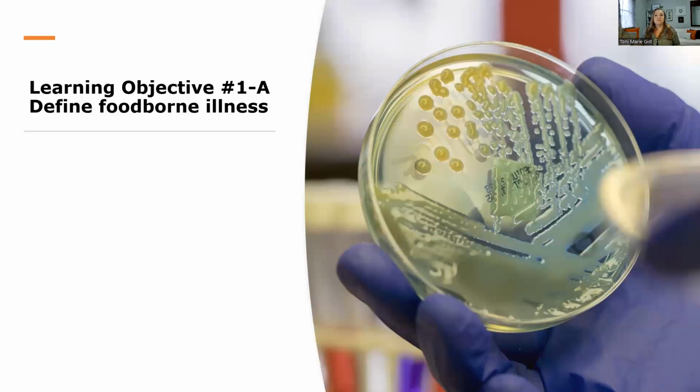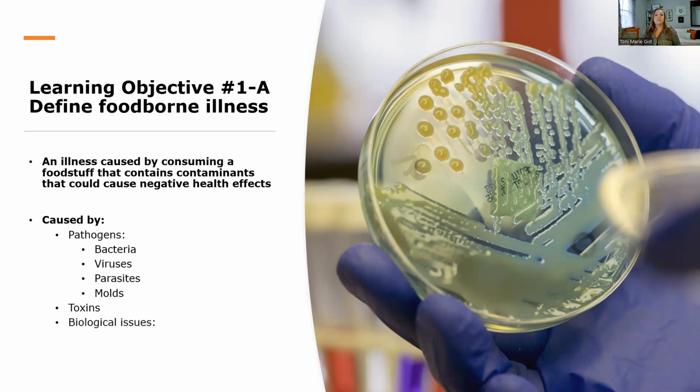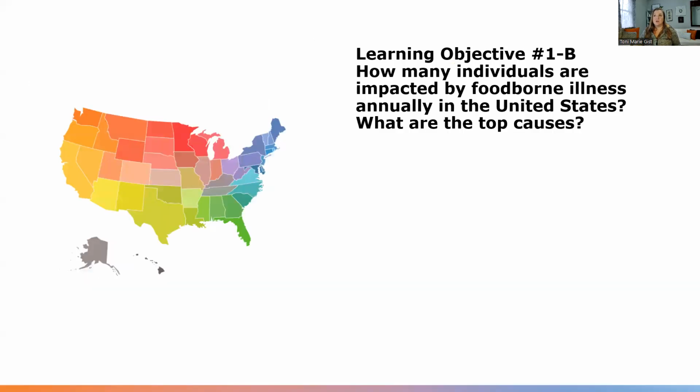And so, defining foodborne illness, it's an illness caused by consuming a foodstuff that contains contaminants that could cause negative health effects. So, we can have contaminants like pathogens, such as bacteria, viruses, parasites, and molds that all can cause a foodborne illness. Additionally, toxins in your foodstuff can cause foodborne illness, and biological things like prions can actually cause issues too. And prion, if you're not familiar with that term, if you think of mad cow disease, that was caused by a prion.